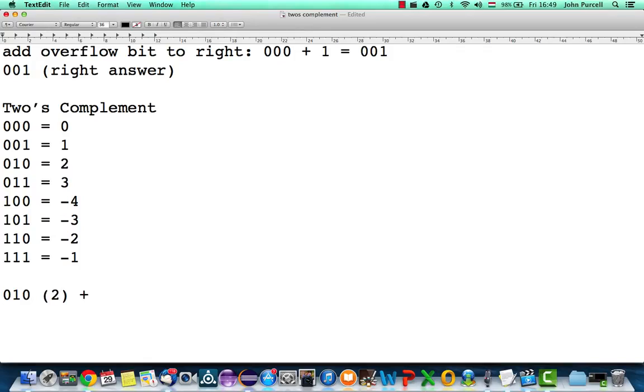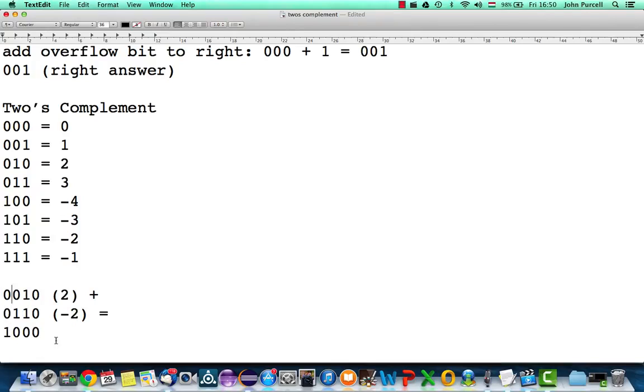So let's try, for example, adding 2 to minus 2, 110. Let's try that. What we should get is 0. So if we add 0 and 0, we get 0. 1 plus 1 is 0 and carry the 1, just like adding 9 and 1 in decimal. 0 plus 1 plus the carried 1 gives us 0 and we carry the 1 again. So we end up with 1 overflowing.